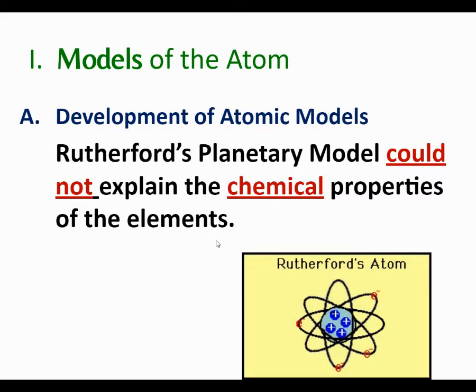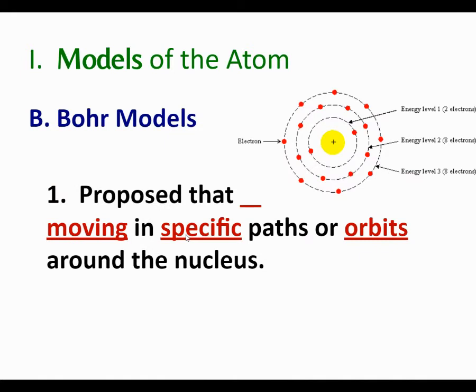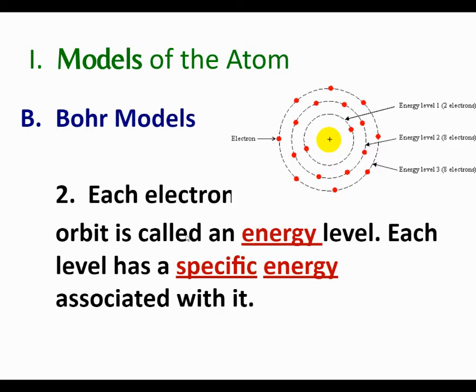So we talked about Rutherford's planetary model. It could not explain the chemical properties. Bohr's model couldn't do exactly that either, but it would propose electrons moving in specific paths and orbits around the nucleus. This could give us an indication of chemical properties and how reactive a substance is, because if we see these specific orbits, we can see that the planetary model doesn't work as well as this model does. So Bohr's model actually could make an explanation for the chemical properties of an atom.